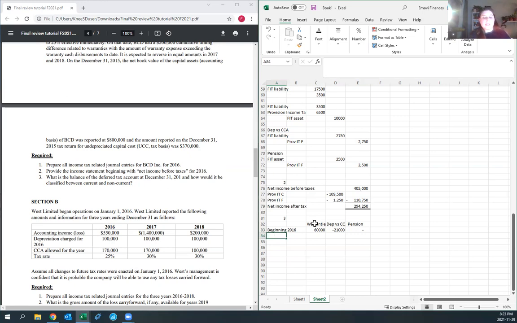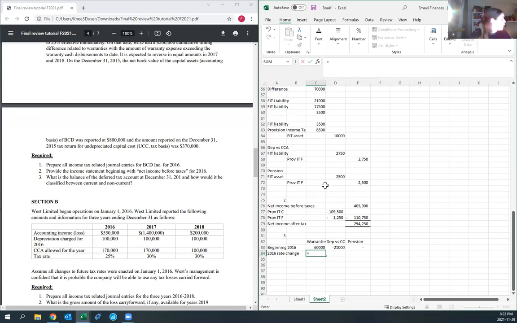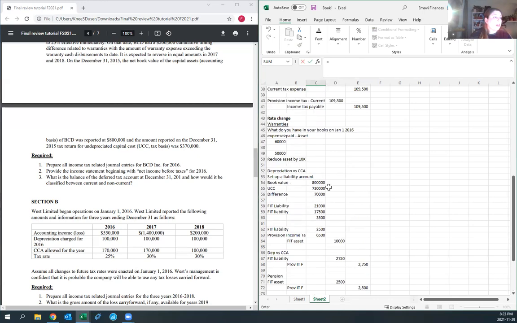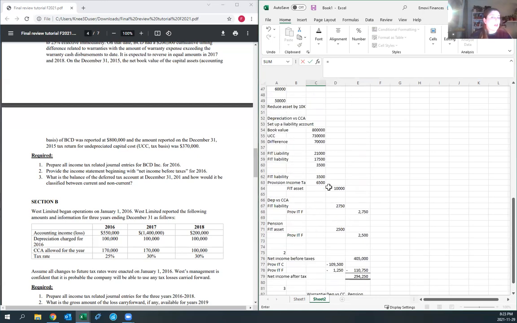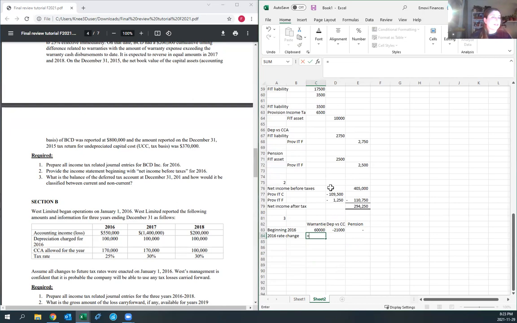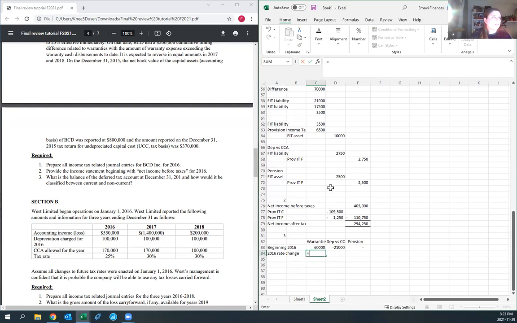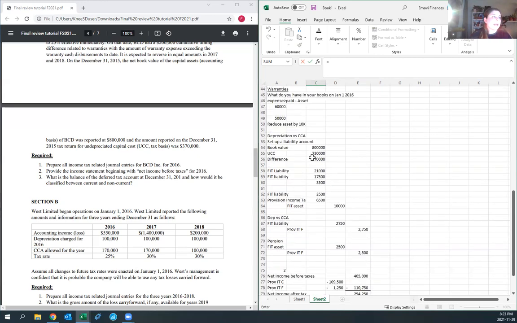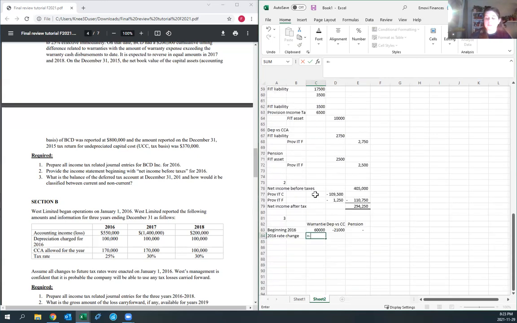My 2016 rate change here reduced my balance by $10,000. Where is it? Yeah, it reduced my asset by $10,000.